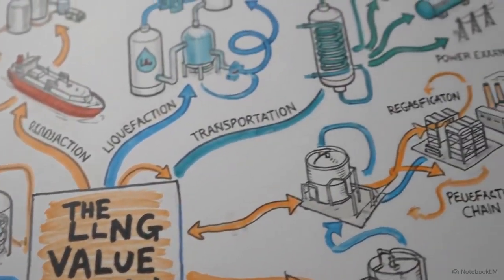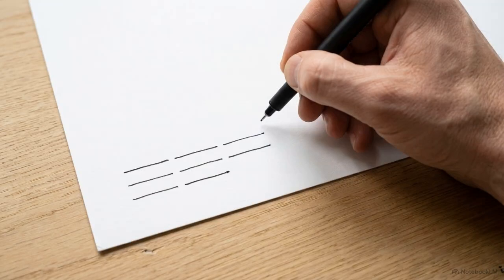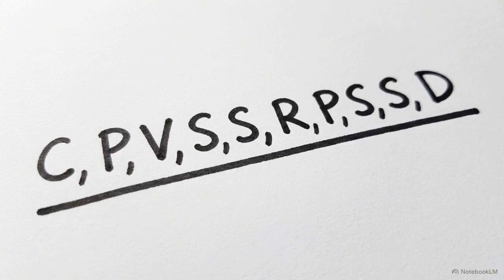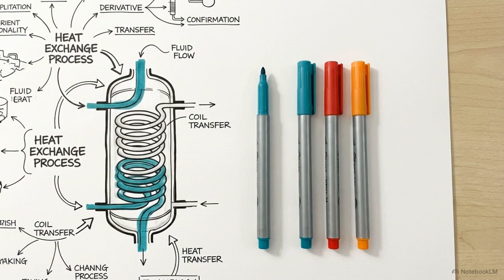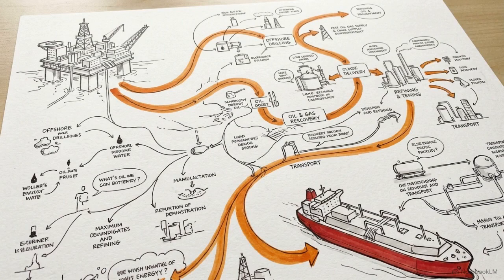Look at the interconnected web of the 10 pillars we just built. In the bottom left corner of your page, write this sequence: C, P, V, S, S, R, P, S, S, D. This mnemonic locks the exact order of the steps into your memory. Review your color coding. The teal markers track the cooling physics. The red highlights the severe hazard points. The orange traces the physical transport lines across the map.